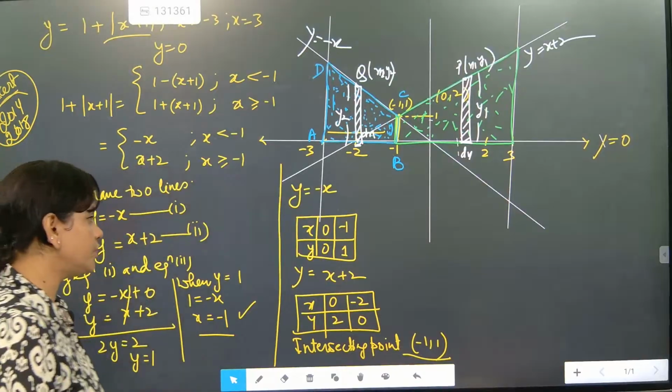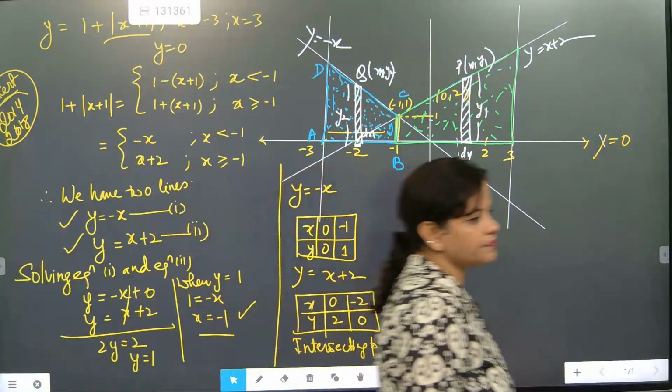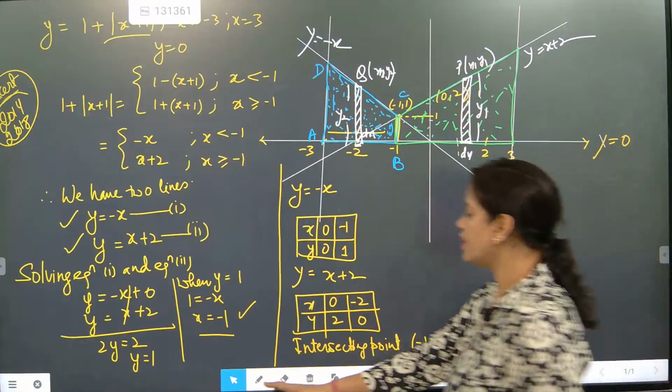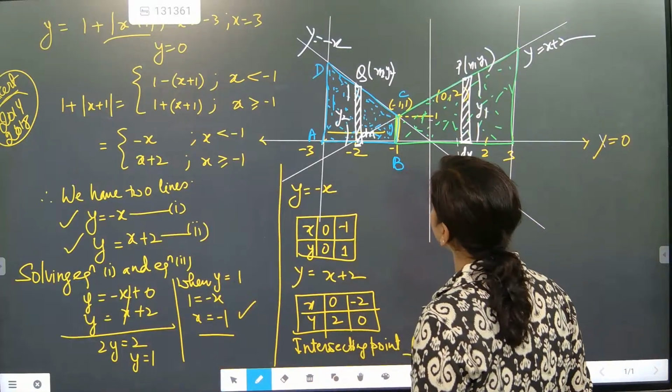So now after doing this, we have to bound the area. So now we are going to bound the area, meaning the area between the two regions.